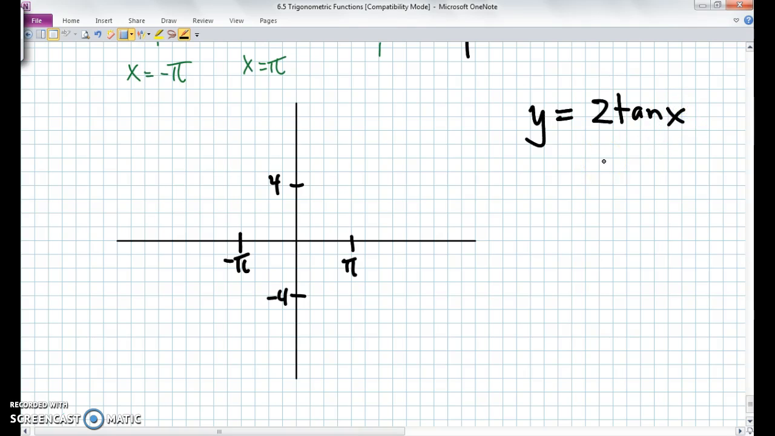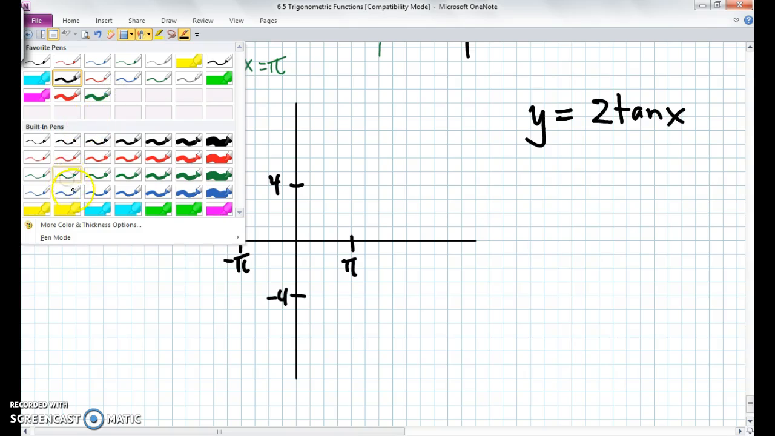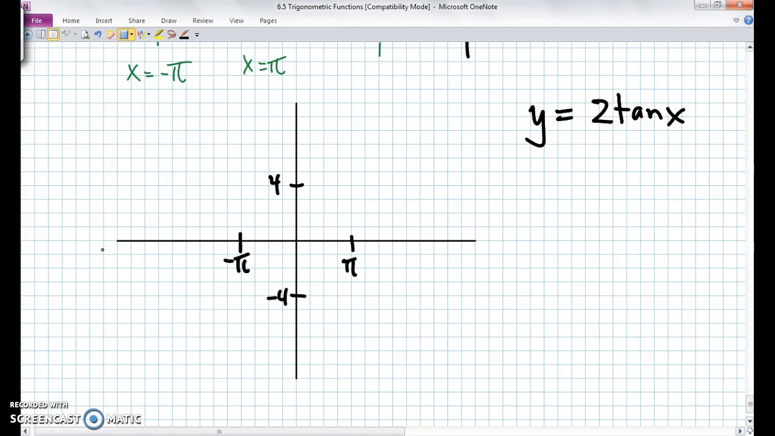Okay? All right, so what's going on here? Vertical expansion, right. So with a tan graph, we don't talk about amplitude because we don't have a wave. But it's a vertical expansion by 2. So that means that, are my asymptotes affected? No, because those are horizontal issues.